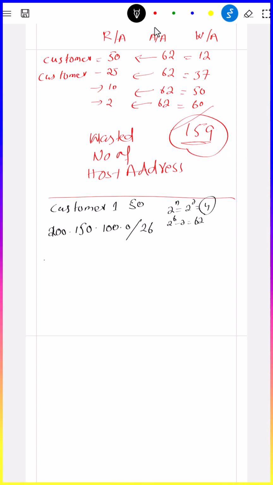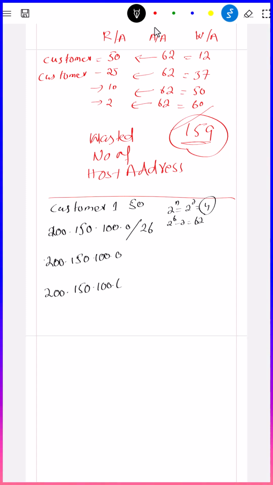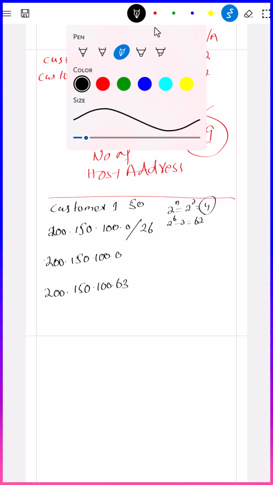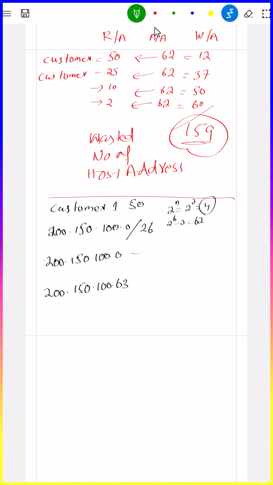Okay, so for the customer 1, I will give them the network 200.150.100.0 up to where? 200.150.100.63. So this is for the customer 1. Okay, still customer 1 will have 12 extra IP addresses.